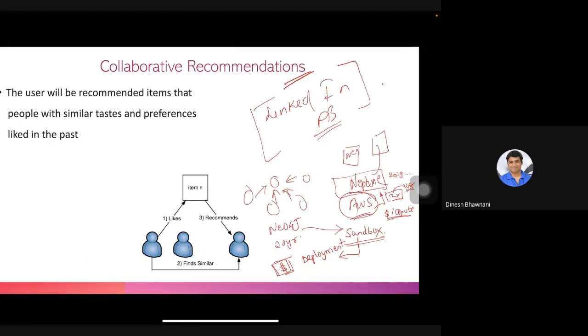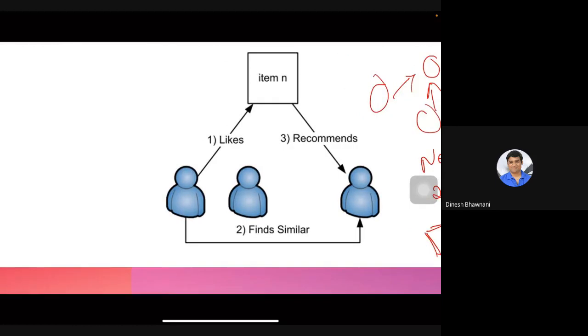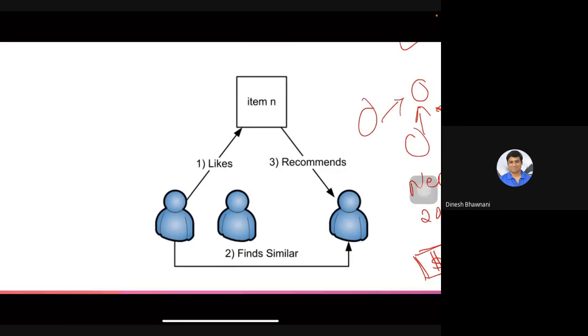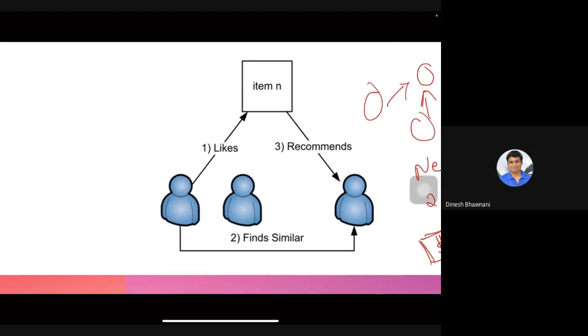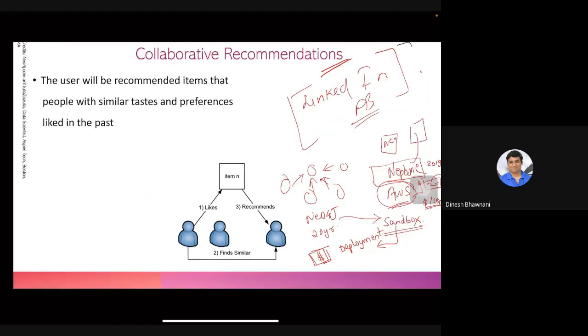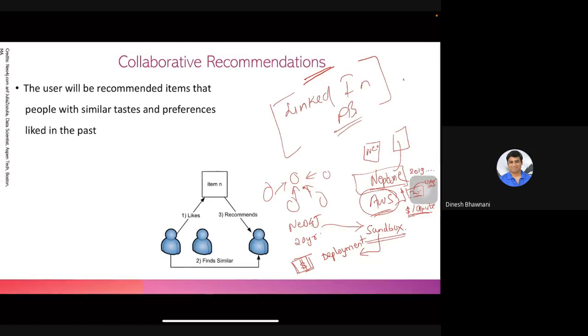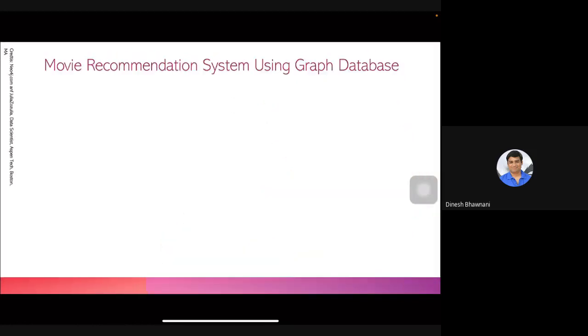Let's see. Collaborative filtering is all about all the people around you, what they are doing, and you will get similar recommendations, similar things. Okay. Then, movie recommendations.